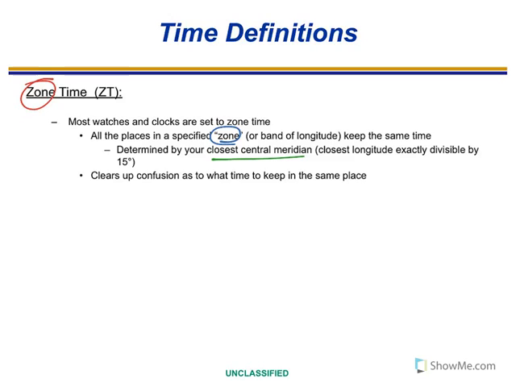And whenever we say a time in zone time, we'll label it as, let's say it's 0900 ZT, zone time. Not Z, because that's Zulu, which is equivalent to GMT, but ZT, zone time.